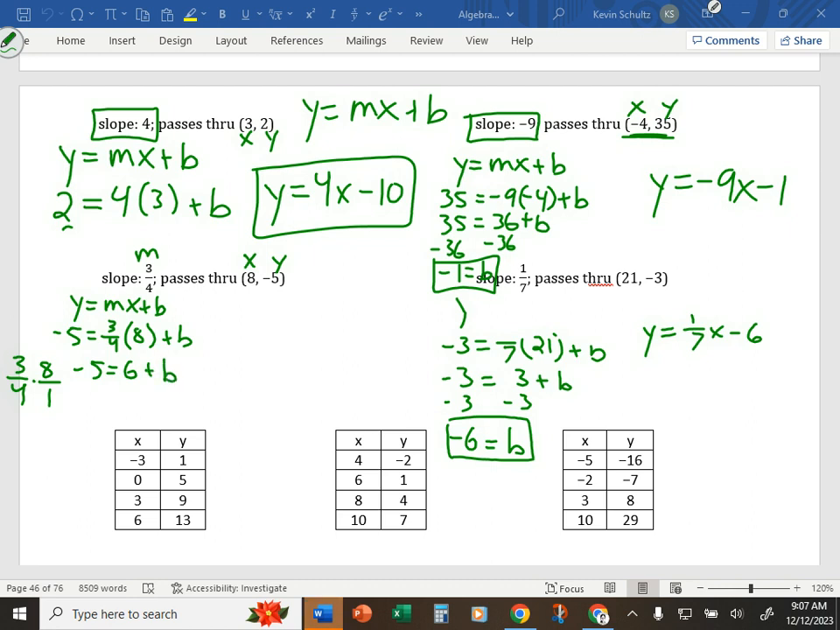So -5 equals 6 plus b. What's our last step to get b by itself? Subtract 6 from both sides. -11 equals b. Combine that with your slope. What's our final equation, in slope-intercept form? Emily. Y equals 3/4 x minus 11. Y equals 3/4 x minus 11. Okay?